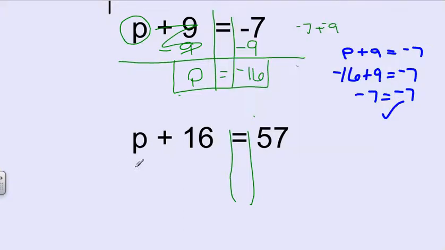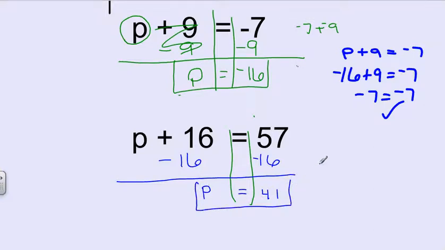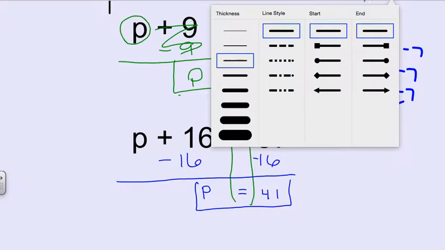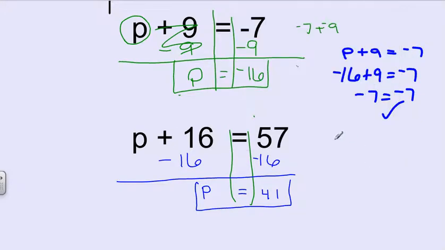All right, so for the last one, I had to subtract 16 from both sides to keep my scales even. P equals 41. I'll go back and do the check. Make sure everything is working out okay. So now I have 41 plus 16 equals 57. And all this is doing is adding, so that's easy enough for me. 40 and 10 make 50. 1 and 6 make 7. Does 57 equal 57? It sure does.